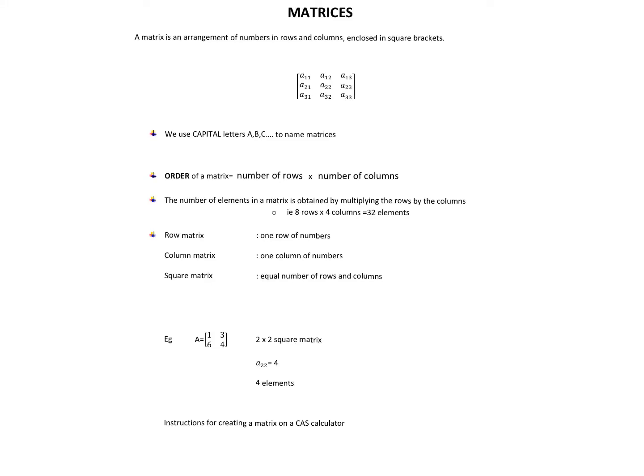Now for something very different, we're going to be looking at matrices. So what is a matrix? Well, have a look at this. This is the definition of a matrix. It is an arrangement of numbers in rows and columns enclosed by a square bracket. So this is a matrix.